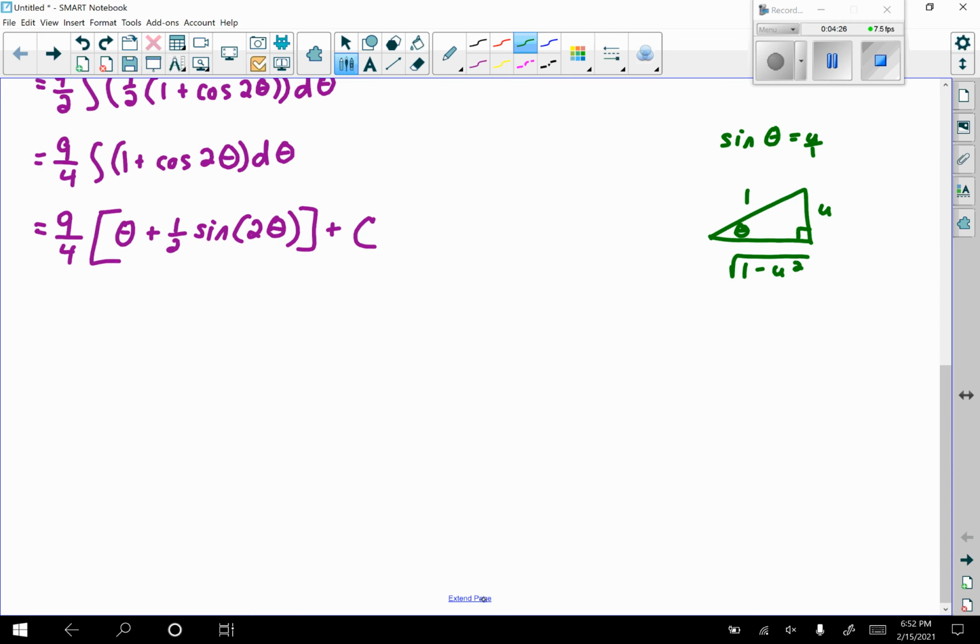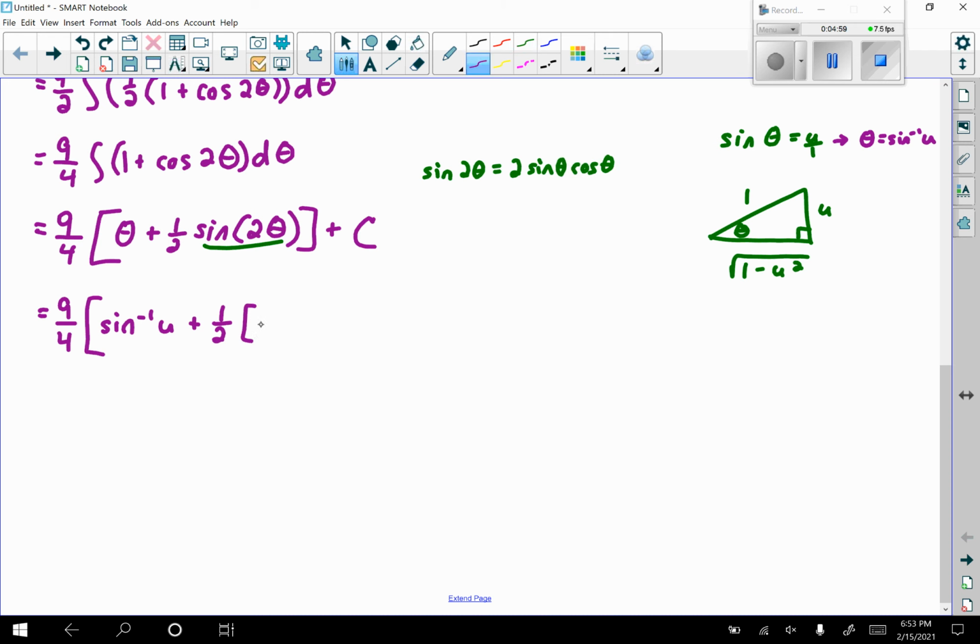But there's a couple other things I need to do. I need to get theta by itself. So if sine theta is equal to u, then theta is equal to the inverse sine of u. So right now I could rewrite that as 9/4 times the inverse sine of u, or arc sine of u, plus 1/2. Now there's another trig identity I'm going to use for this, and that is that sine of 2 theta is equal to 2 sine theta cosine theta. So that's how I'm going to rewrite this.